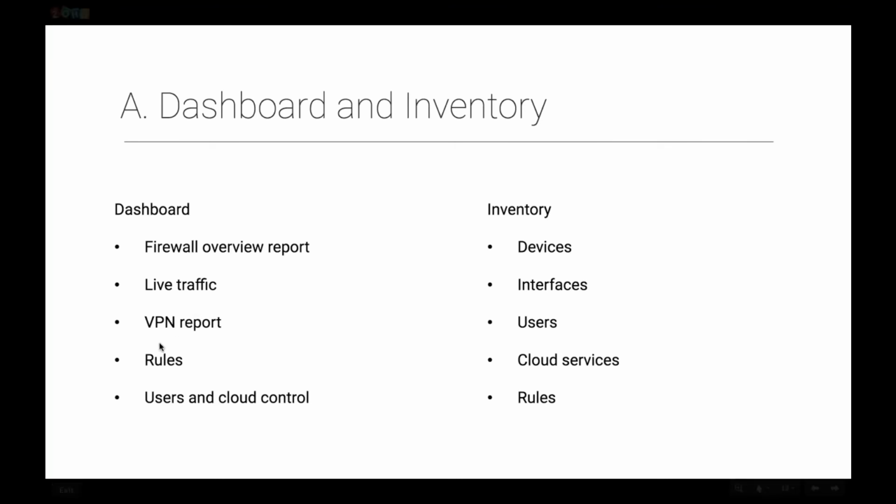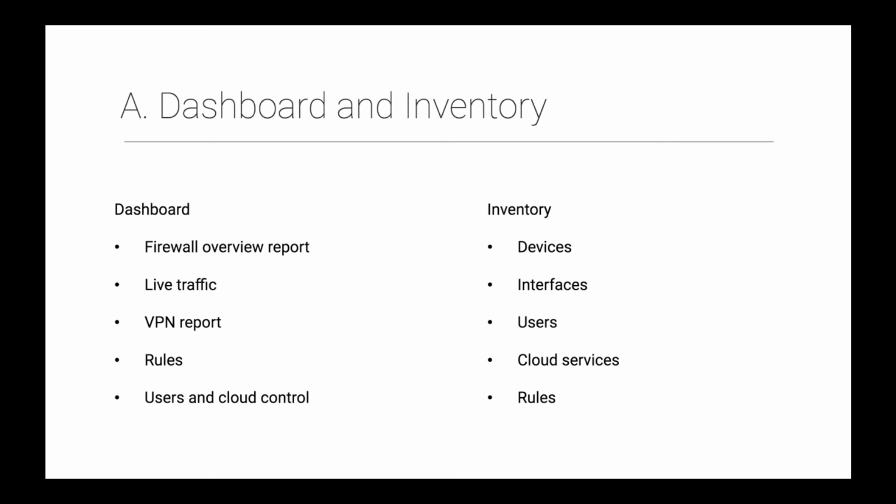And then you also get an overview of all the rules in firewall, the users and cloud services accessed by those users. The inventory report, on the other hand, is an individual device-based report, which gives a status on each firewall device configured in Firewall Analyzer, all the interfaces connected to the configured firewall device, users who have generated traffic via the configured firewall device, cloud services which have been used via the firewall device, and finally rules that have been triggered in the firewall.